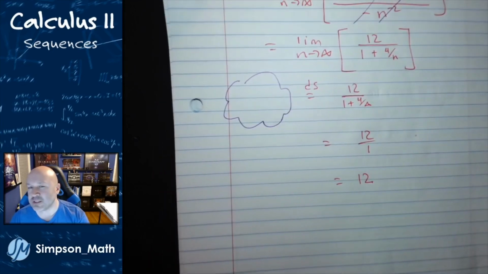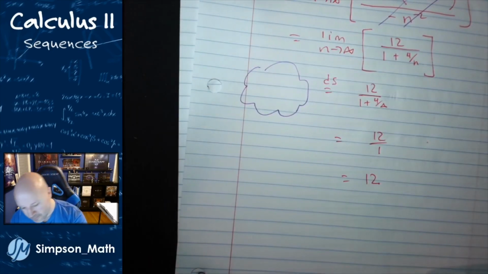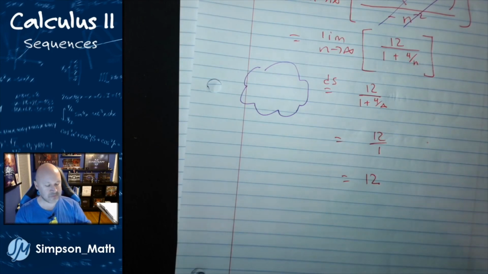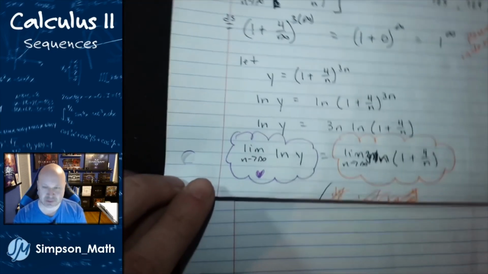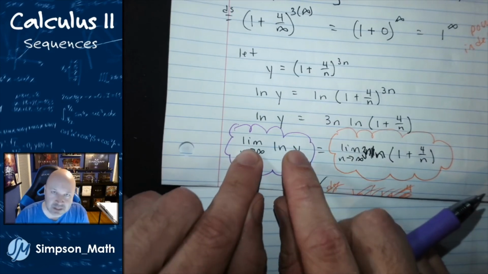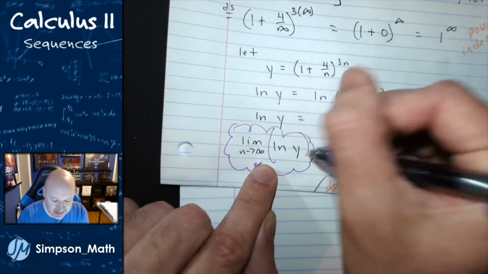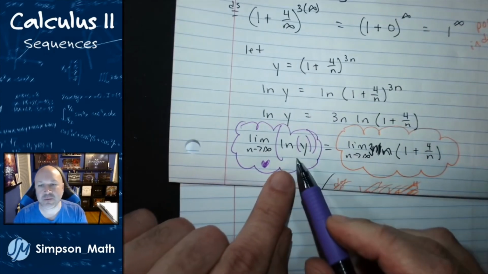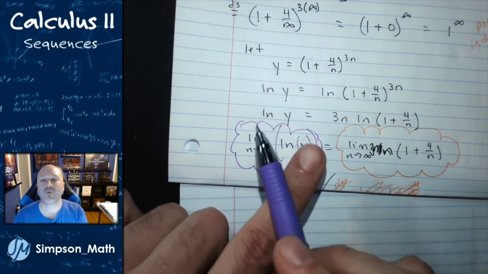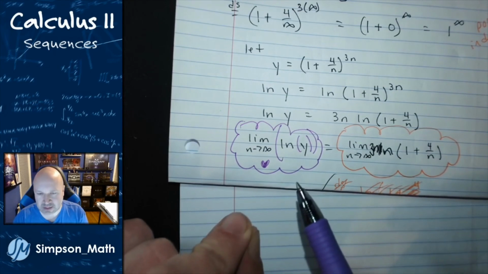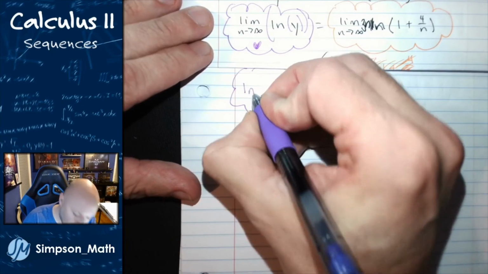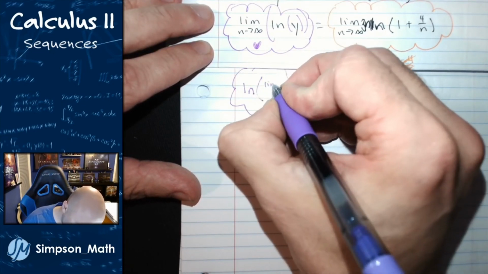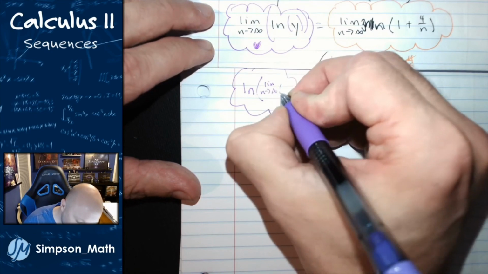Do you remember the shortcut for this now? If not, that's okay. It's just some properties of limits and logs that we just accept to be true. If you have the limit of the natural log of something, you can rewrite this. That is a property of limits. So I'm going to call this the natural log of the limit as n goes to infinity of y.